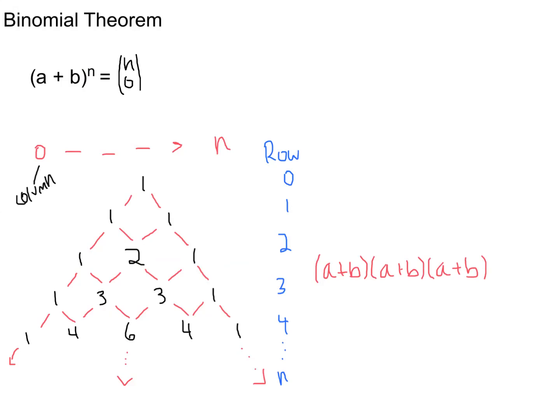And then, remember, I'm going to multiply first a times all the other a's, so I'm going to have a to the nth power, and b to the 0th power. And then I will move on, and in the next coefficient, I'm still going to be looking in the nth row, but I'm going to look at the next column to the right, the first column. And that will be a to the n minus 1, b to the 1.